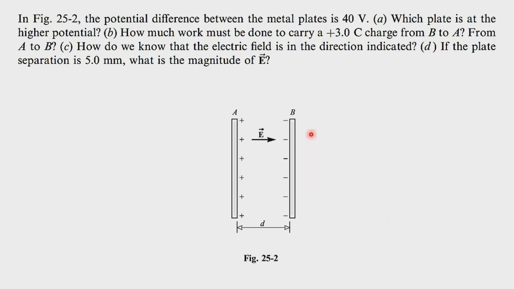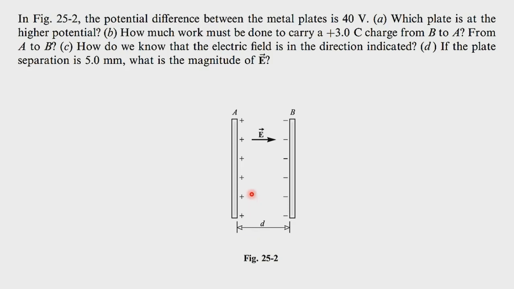So this is the sketch. Okay, now there is the direction indicated already for our electrical field. We will try to check letter C later whether the electrical field direction indicated is correct or not. And so this is plate A, and plate A is positively charged while plate B is negatively charged, and there is a distance between them.